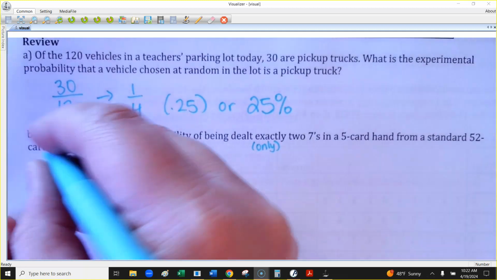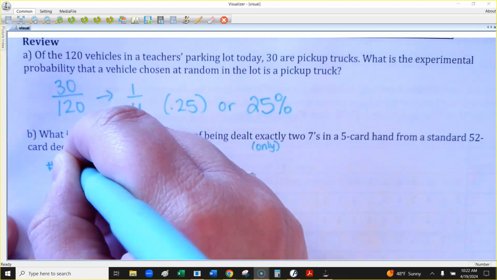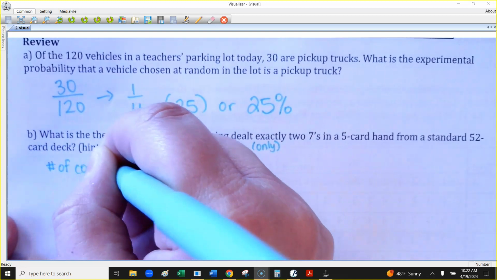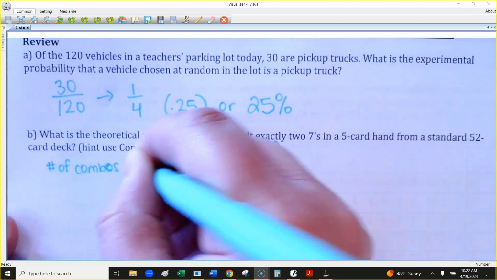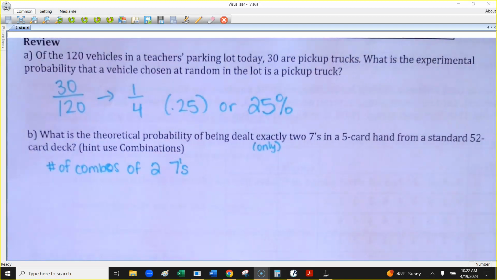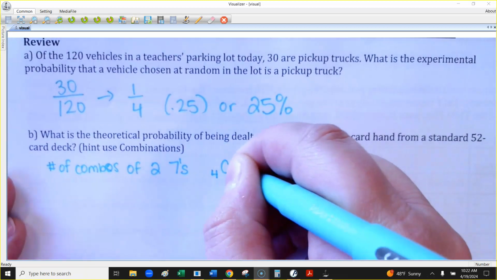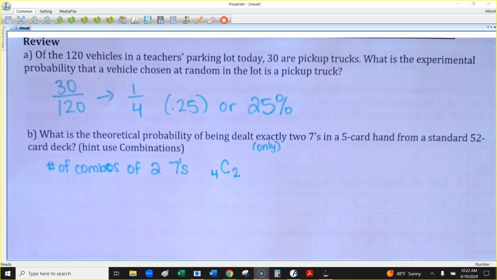So I'm going to do the number of possible ways, the number of combos, of how I could get 2 7s. So in a deck of cards, do you guys know how many 7s there are? 4 total. Okay, so in the deck of cards, there's 4 7s. So I have 4 7s, and I need 2 of them. So it would be that 4C2. So we have to have 2.